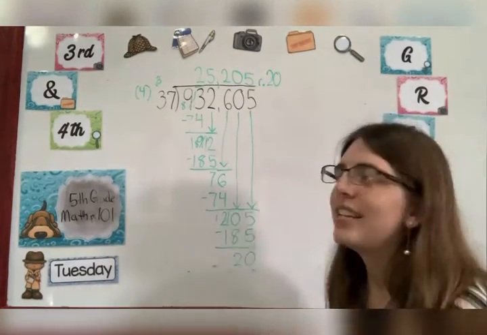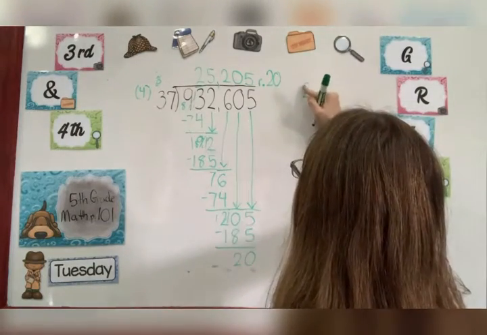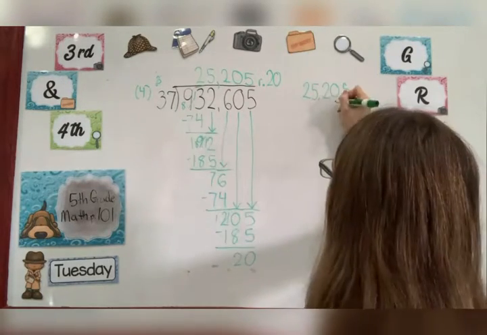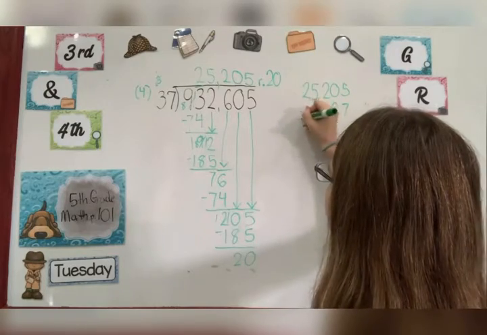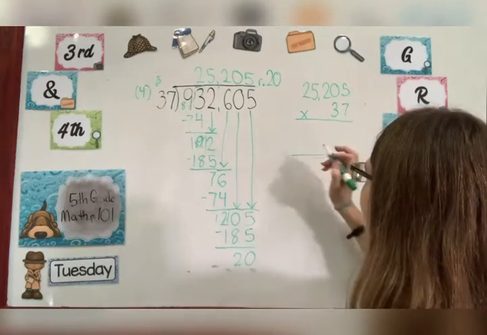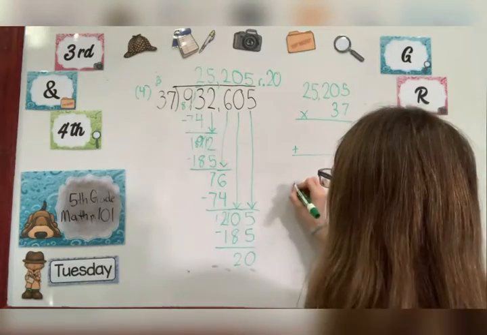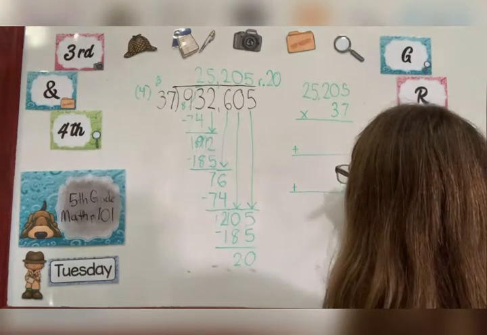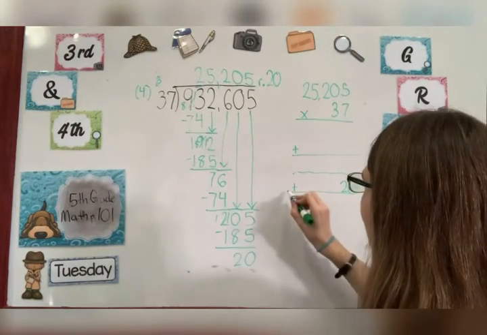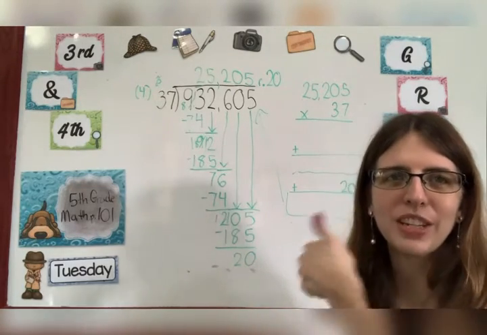Now your problem says to check. So to check, I write my answer, 25,205. I multiply it by my divisor, 37. And I'm going to let you do this part. You're going to multiply it, you're going to add that all together, and you're going to get an answer. Then you take your remainder and you add it to your answer. So you add 20 to the answer you get when you multiply. That answer needs to match right here, okay? If it does, you did your problem correctly.